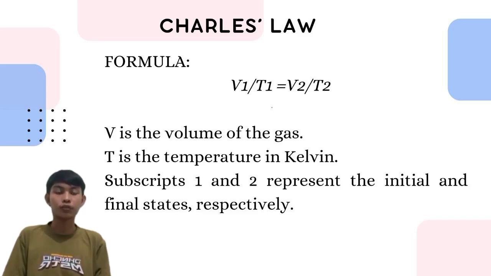Real-life examples of Charles' law. 1. Hot air balloons. When the air inside the balloon is heated, it expands, increasing the balloon's volume. This makes the balloon less dense than the surrounding air, causing it to rise. As the air cools, the volume decreases and the balloon descends.